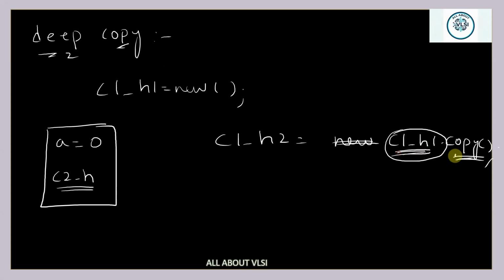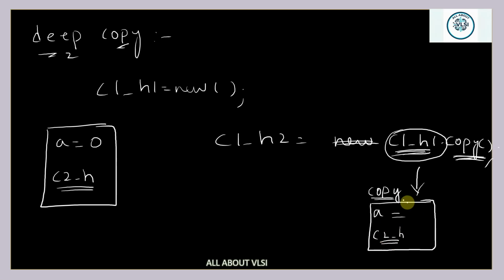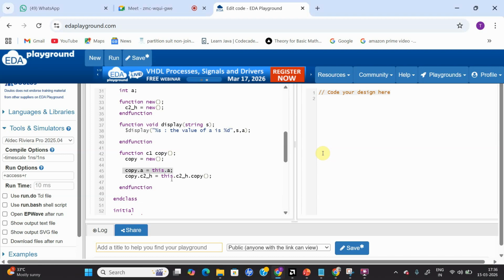When I call this copy method, an object has been created. Basically, this object is a copy object, and this handle is pointing to the object. Now, this is going to have the property A, and it is also going to have one more handle, C2_H. Now, what are we going to do after copying? We are going to call the copy method which is present inside my C2 class.